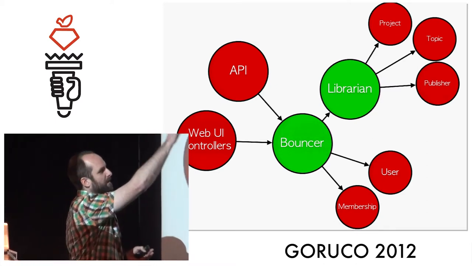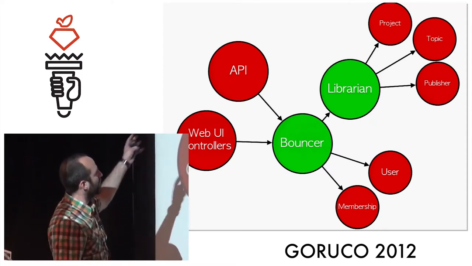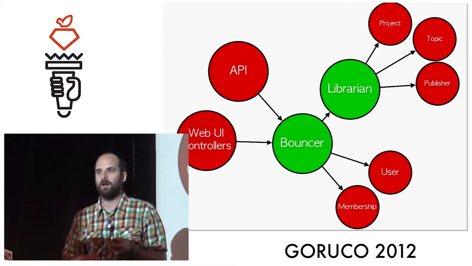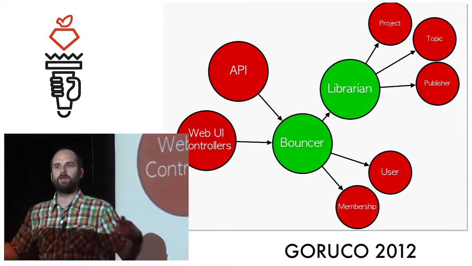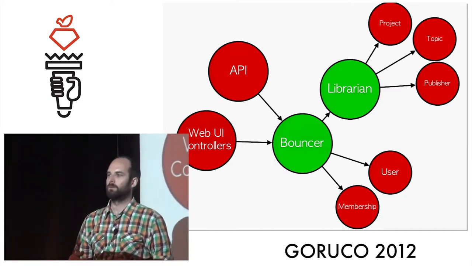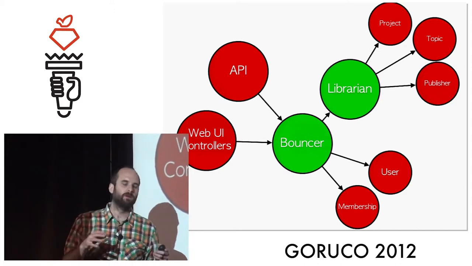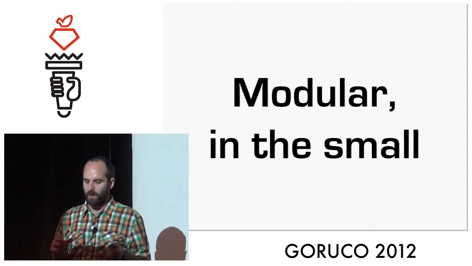So I've got these active record-based subclasses that are still talking to the database, and I've got my controllers that are coming in, but now I've got some domain models of my own that are starting to take charge, and they become magnets where that business logic can migrate to. So that's modular in the large. What about in the small?